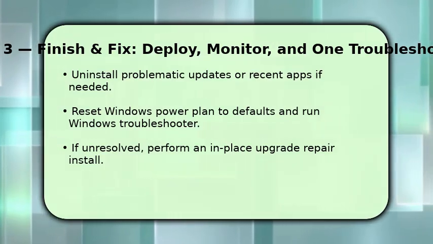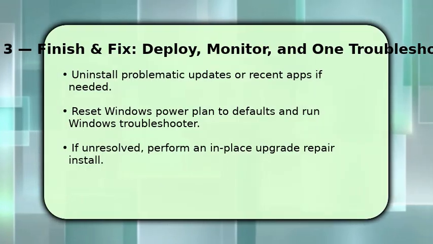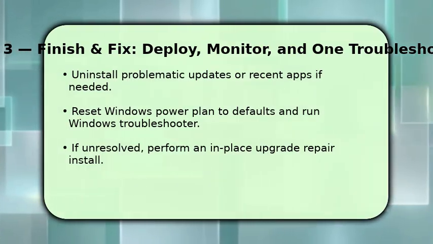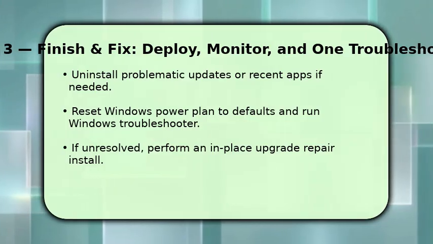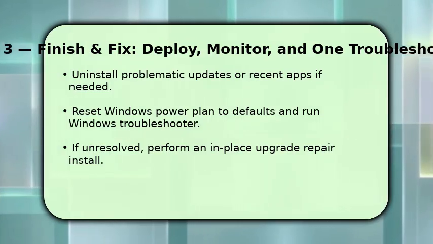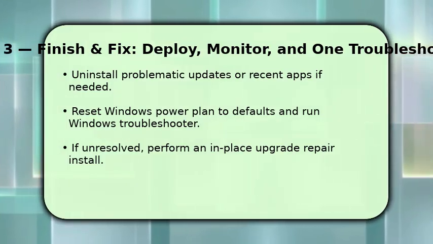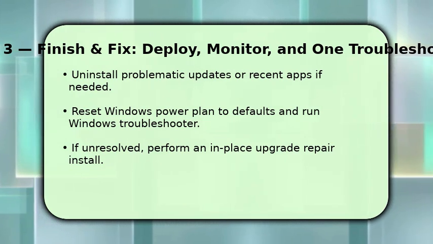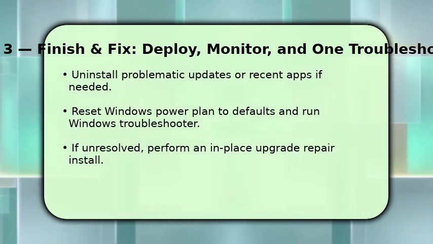These automate small fixes. If problems persist, perform an in-place upgrade repair install using the Media Creation tool. This preserves files while replacing system files. One key tip: if the PC still reboots, check Event Viewer for critical errors, and note exact error codes before seeking further help.